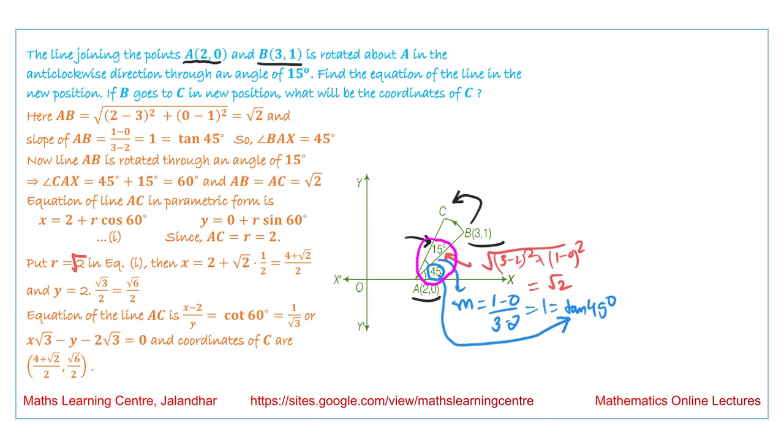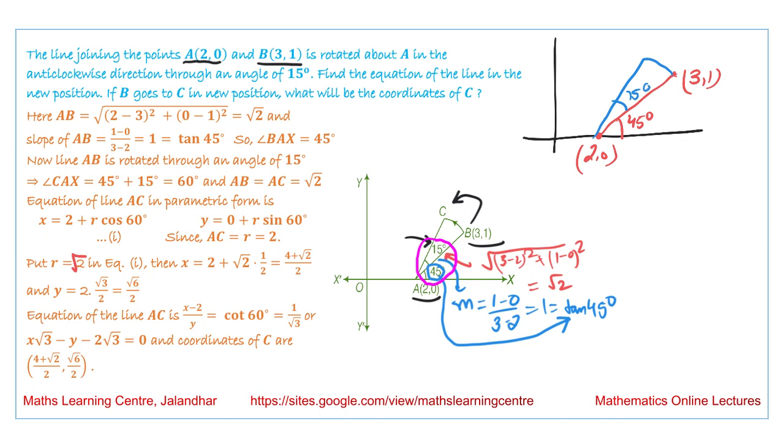So the situation we have now, we are saying these are the x-axis and the y-axis. This point A is there. The coordinates of this point A are (2, 0). We have a line over here which is making an angle of 45 degrees, and this point is (3, 1). Now this line is being rotated by an angle of 15 degrees. So the total angle we have now is 60 degrees. Length of this line is square root 2.